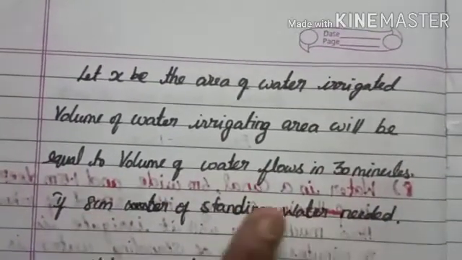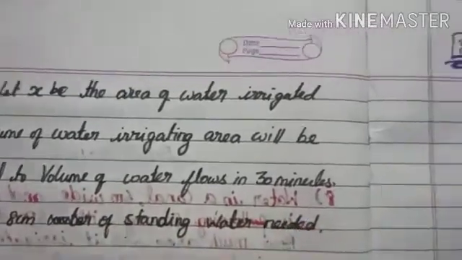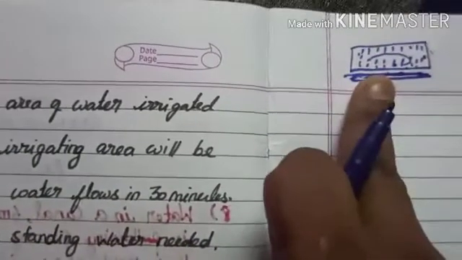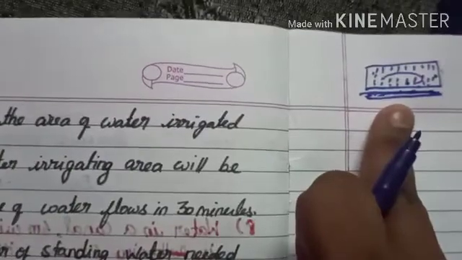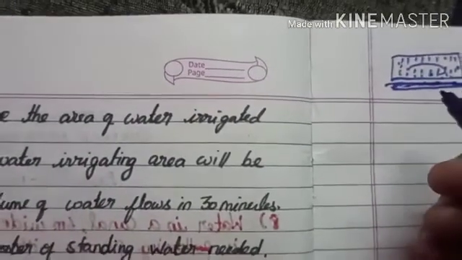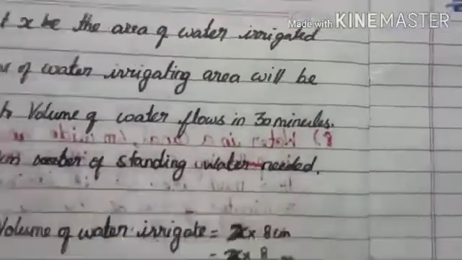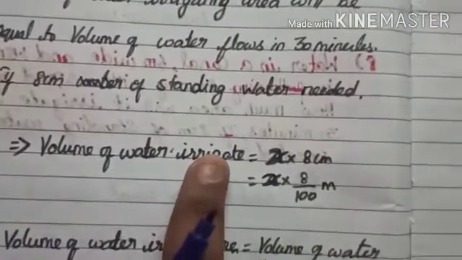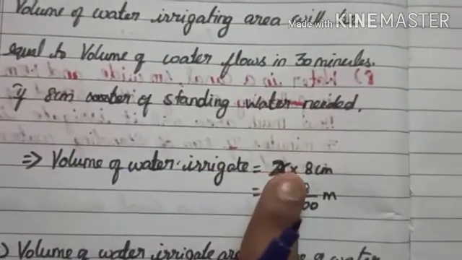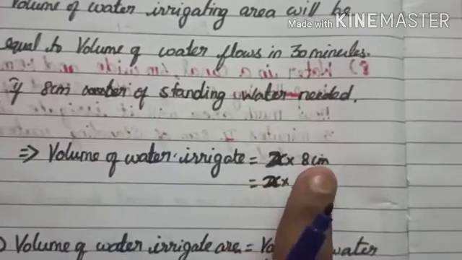But there is one condition: 8 centimeter of standing water is needed. Always 8 centimeter of water is standing in the field. So what is the volume? The volume of water irrigated is equal to the area into the water already standing. We don't know the area, so x into 8 by 100.